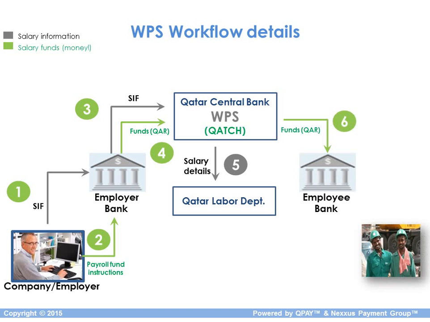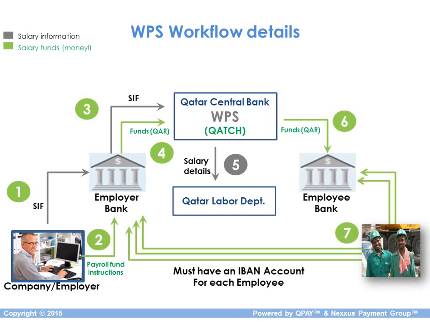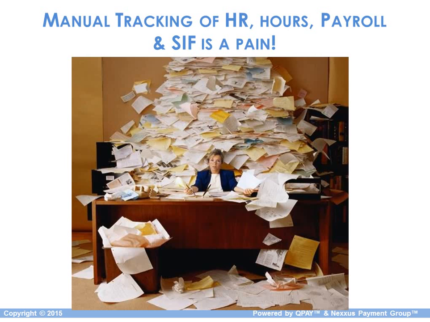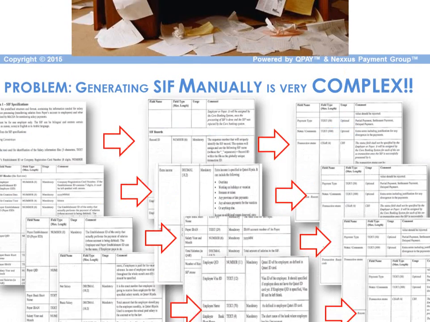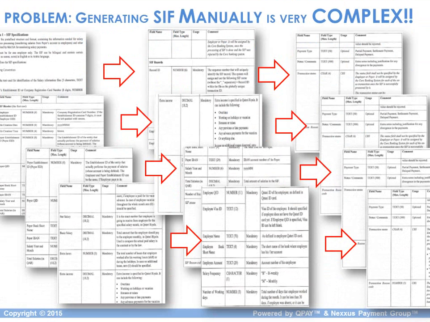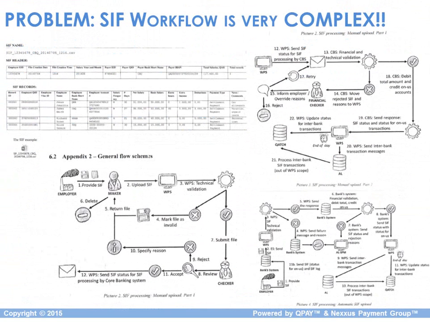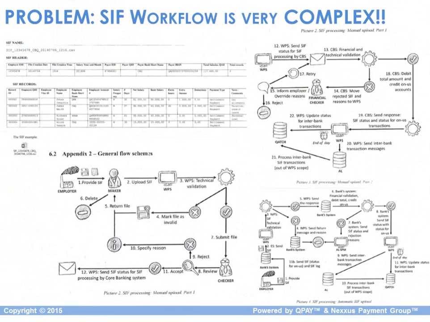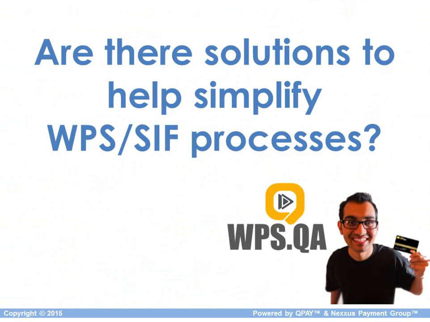The problem is, what if the employee does not have a bank account? In that case, that employee needs to go to a bank of their choice, or they go back to the employer's bank and ask for an IBAN account. The problem with that is that there's a lot of manual tracking of human resource information, hours, timesheets, payroll, SIF. It's all a pain. Furthermore, SIF processing is complex, and the workflow of SIF generation is pretty complex as well. So are there solutions to help simplify the WPS SIF processes? The answer is yes. WPS.qa.